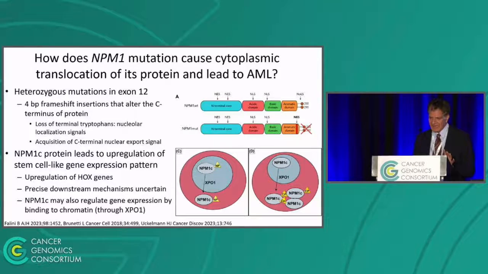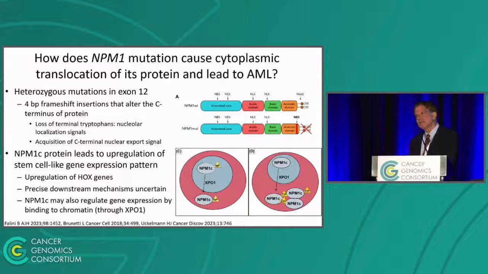Again, back in 2010, it wasn't that well understood, but how does this cytoplasmic translocation lead to AML? Well, this is, of course, as we all know, due to a heterozygous mutation in the gene in exon 12 that is a frameshift at the end of the gene that ends up removing a nuclear localization signal sequence that helps keep NPM1 in the nucleus and adds in a nuclear export signal. And as a result, the protein dislocates to the cytoplasm. The consequences of this are not that well understood.